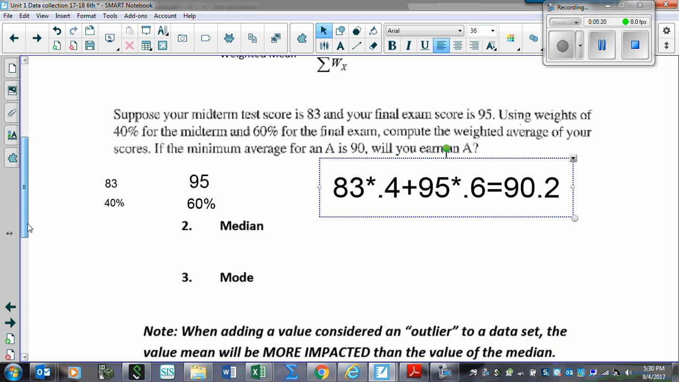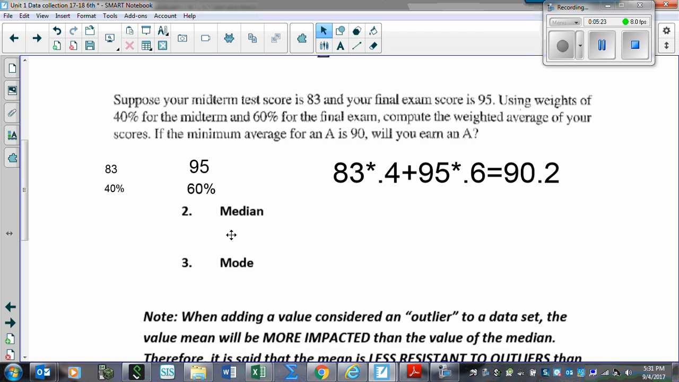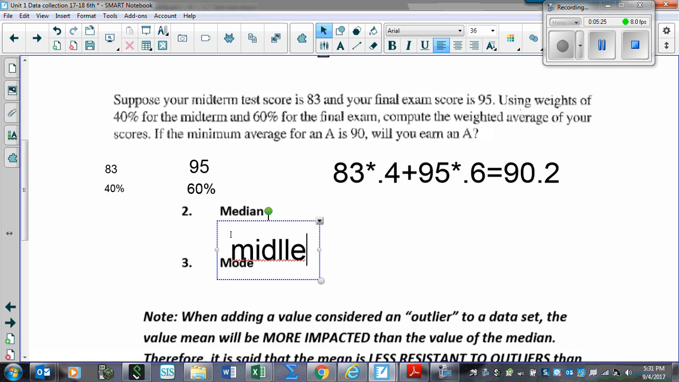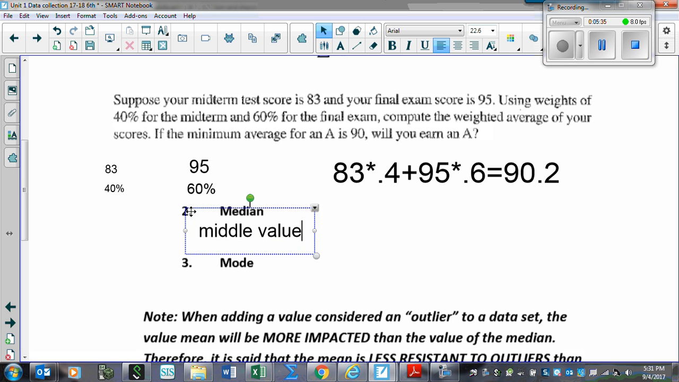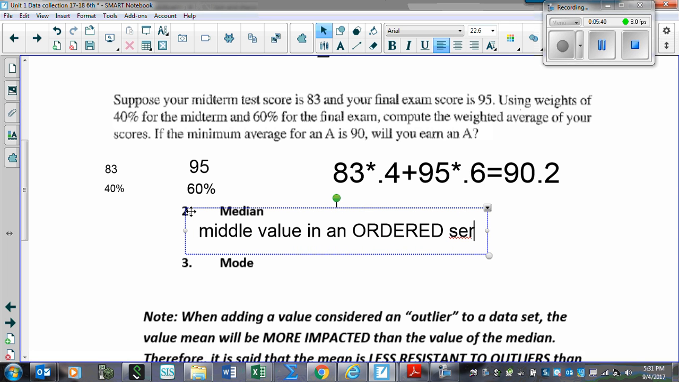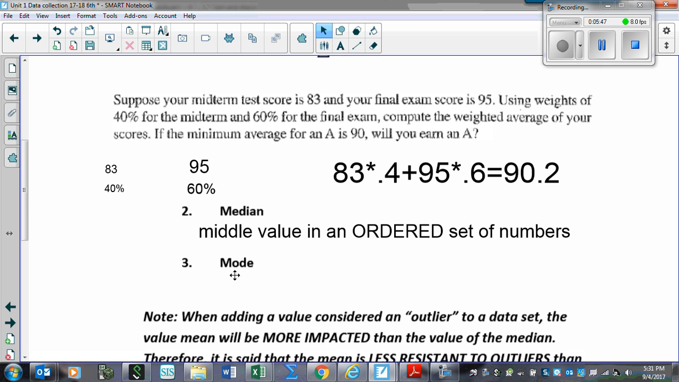Okay, the median score is just the middle value in an ordered set of numbers. Okay. And then mode we rarely use, and mode is the most commonly occurring value.